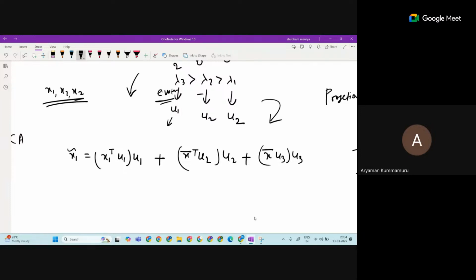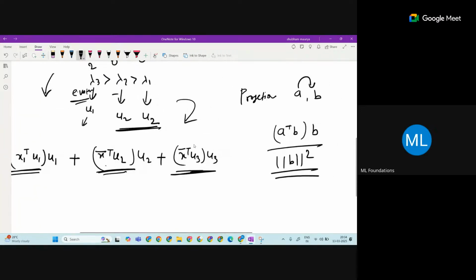Sir, one doubt. Shouldn't we have x bar transpose in U3, the last term? Yes, it will go the same. All the vectors other than the principal vector will be in the subsequent part. The main thing is that this has the maximum eigenvector with the maximum eigenvalue, and all the remaining eigenvectors are multiplied by the mean, meaning inner product with the mean. This is the difference between the original projection formula and the PCA formula.